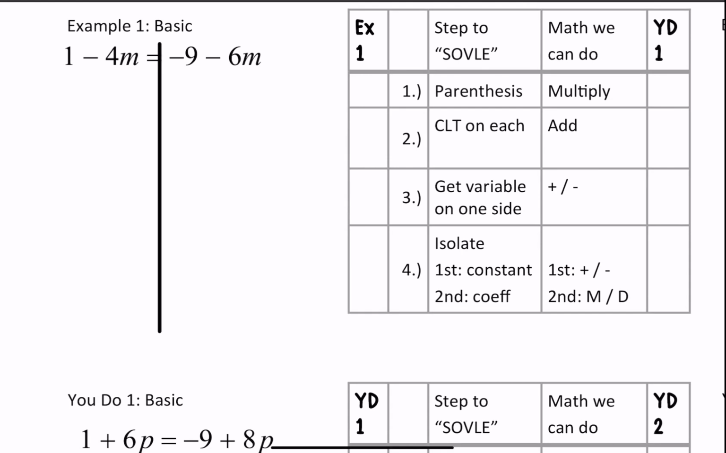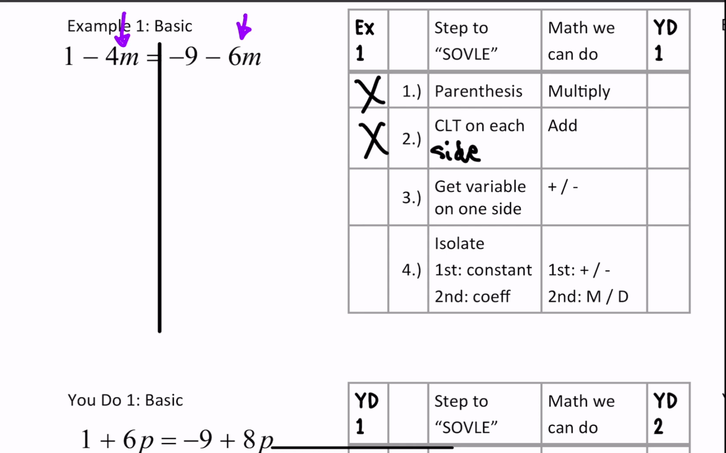Then we're going to check our checklist. Is there any parentheses in this problem? No. Can we combine like terms on each side? No. Now we have to get the variable on one side because as you can see, we have a variable on the left and on the right. So on the left, we have the negative 4m. On the right, we have the negative 6m. So we need to move one of these.